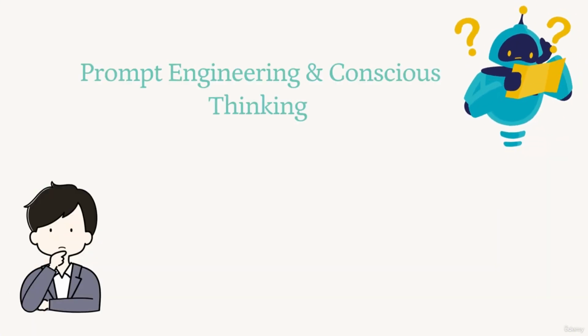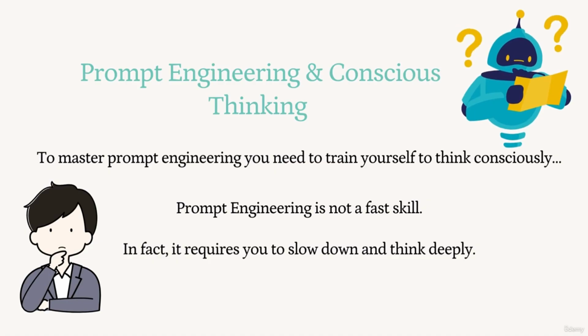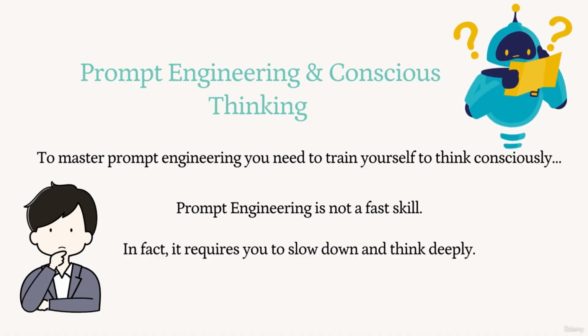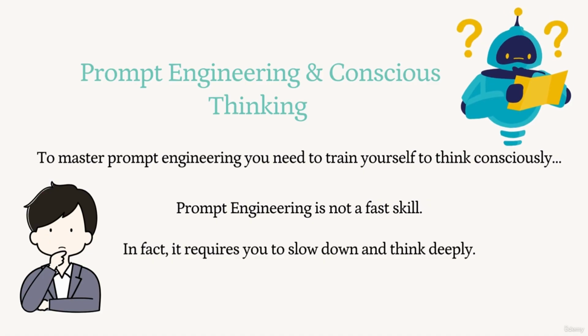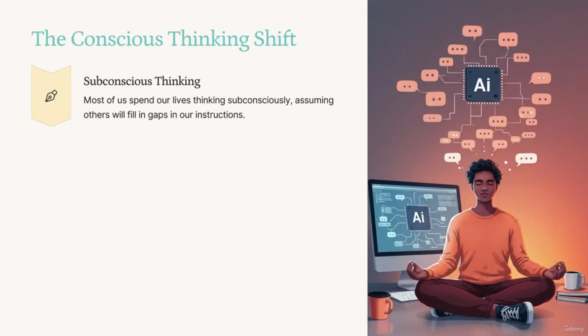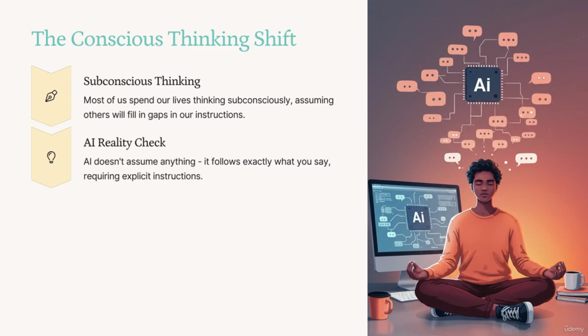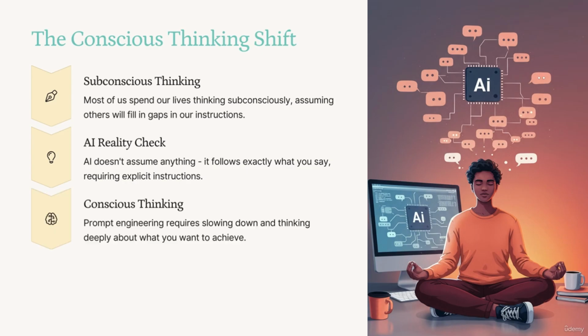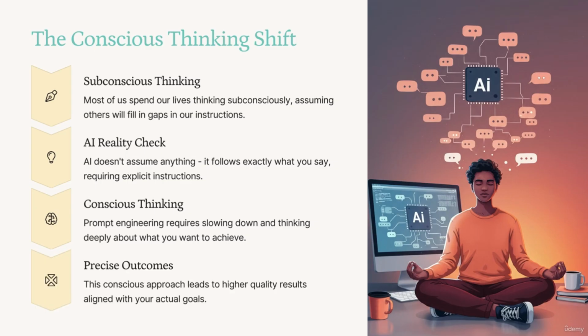Now, here's something important to understand. Prompt engineering is not a fast skill. In fact, it requires you to slow down and think deeply. Let me explain. Most of us have spent our lives thinking subconsciously. When you type an email, you don't break down how to structure it. When you give an employee instructions, you assume they'll fill in the gaps. But AI, it doesn't assume anything. It follows exactly what you say. And that's why people struggle with AI tools. They're not used to conscious thinking.